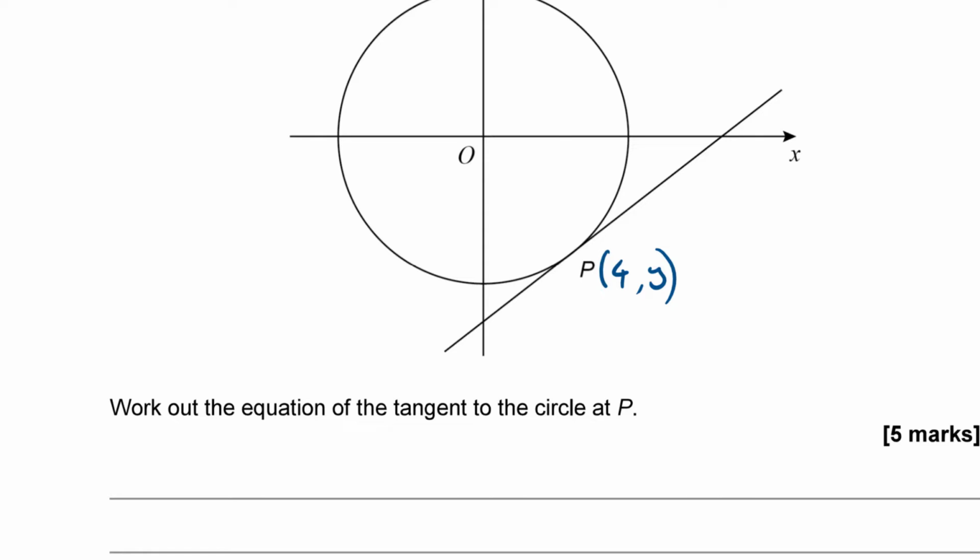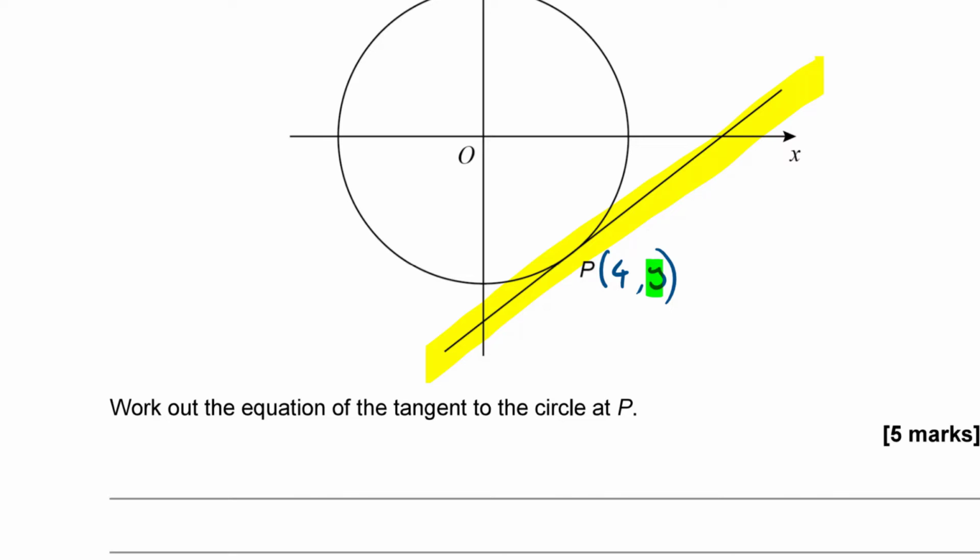Okay, so we need to find the equation of this line. Now, in order to find the equation of a line, we need to know two things. Either one point on the line and its gradient, or we need to know 2 points on the line. Now, at the moment, we've got part of one coordinate. We know that the x coordinate is 4. Now, we should be able to use the equation of the circle to find this value here of y. We're just subbing x into it, and we'll work out what the value of y is. So that will give us 1 point on the line.